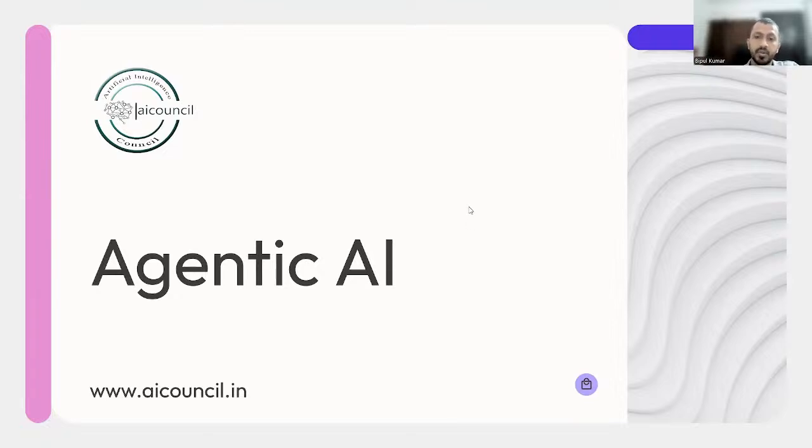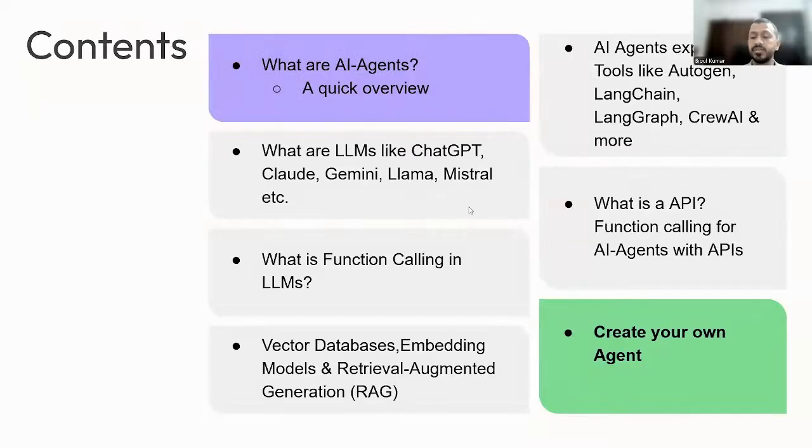First thing that we will see over here, what is an AI agent? So this is your table of contents. First, we'll try to understand what are AI agents, what are LLMs like ChatGPT, Claude, Gemini. Thereafter, what is function calling in LLM? What are vector databases? AI agents like AutoGen, LangChain, LangGraph. Thereafter, what is API? And then we'll create our own agent. So this is a flow that we will follow.